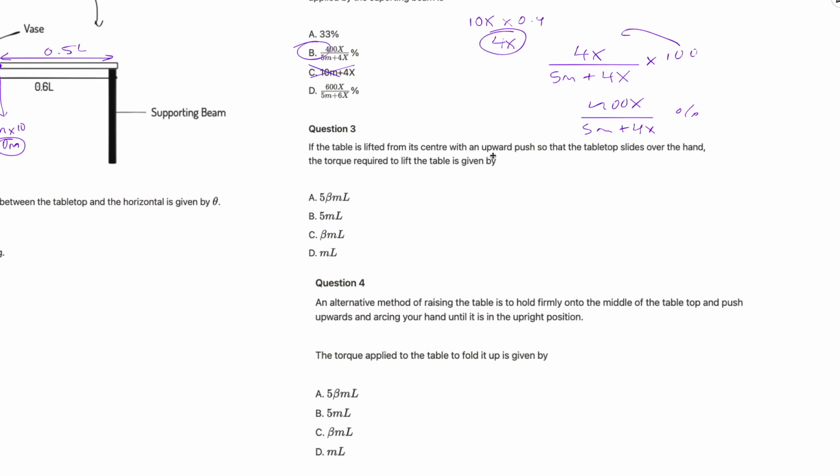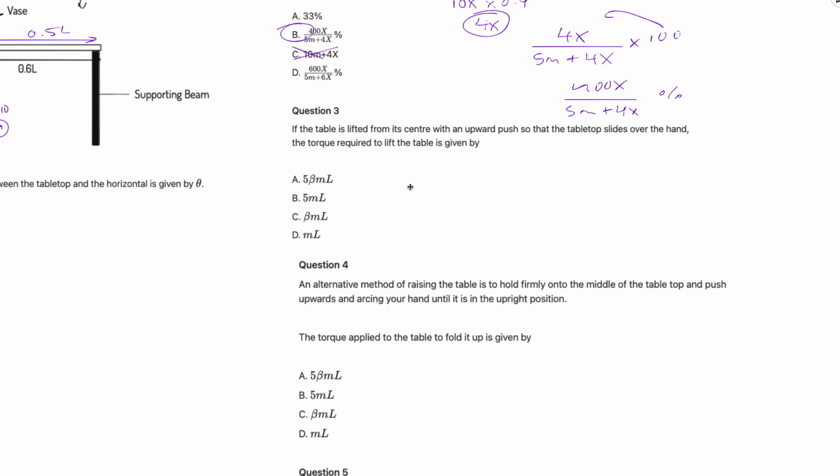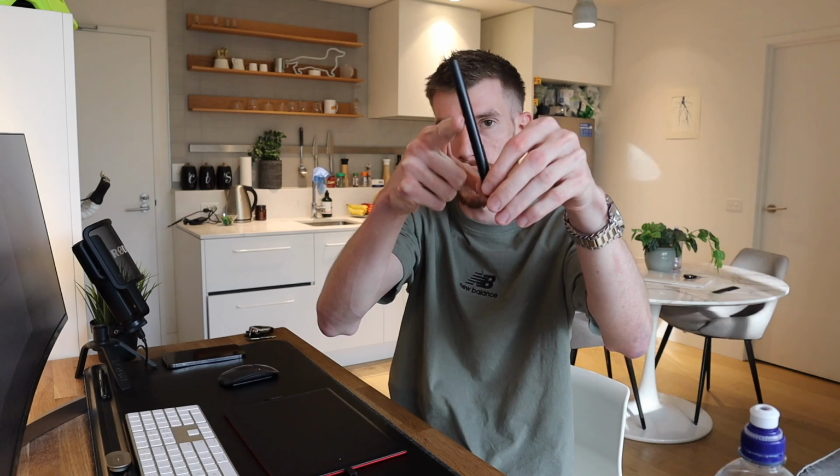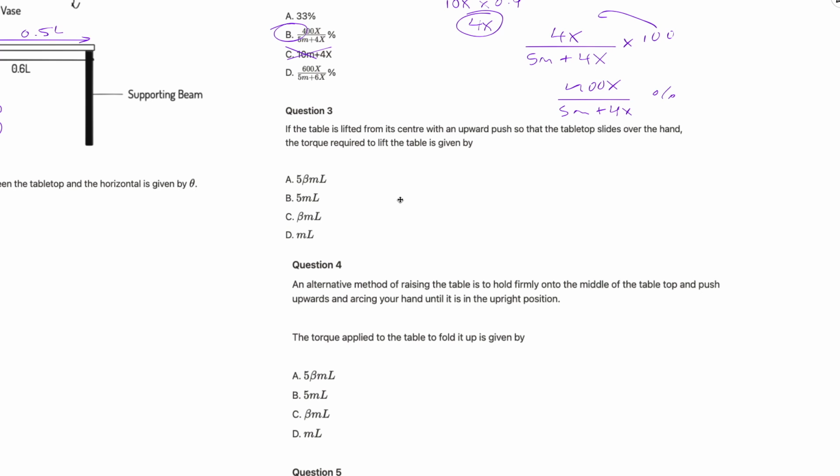Then question 3, if the table is lifted from its center with an upward push, so the tabletop slides over the hand, the torque required to lift the table is given by. Now this one I'm just kind of messing with the wording of it to explain it. So the idea is, I'll try to explain it with the pen here, it's kind of like if this is the tabletop and you're pushing up in the middle, you're keeping your hand in the middle, and then you're letting the table just kind of slide over your hand as it raises, right? So you're not actually moving your hand left or right, you're just moving it vertically up, and the table is then sliding over as it bends upwards.